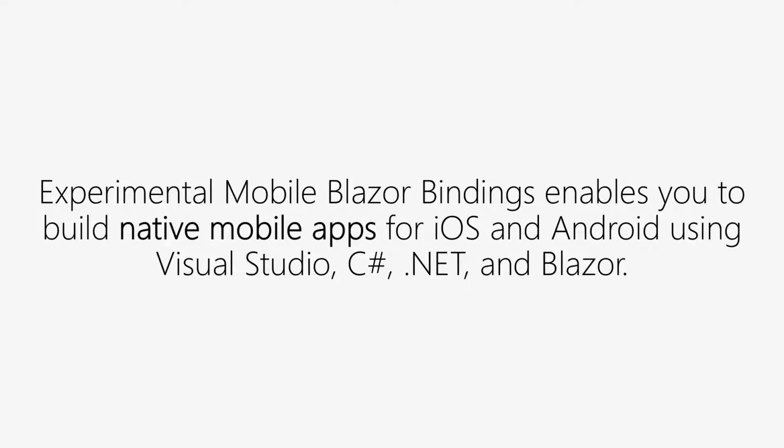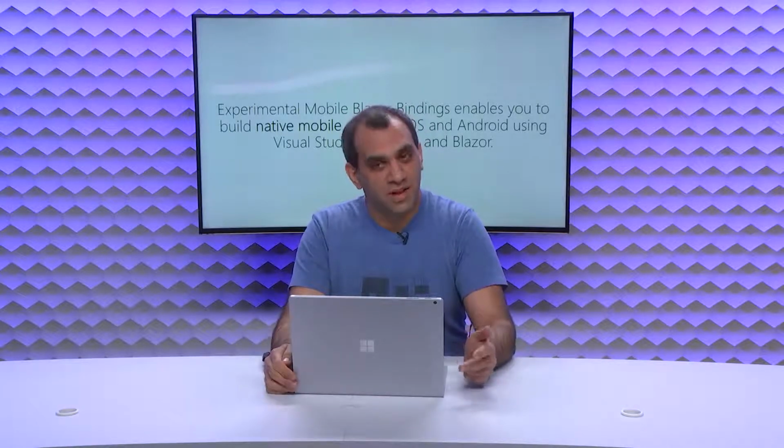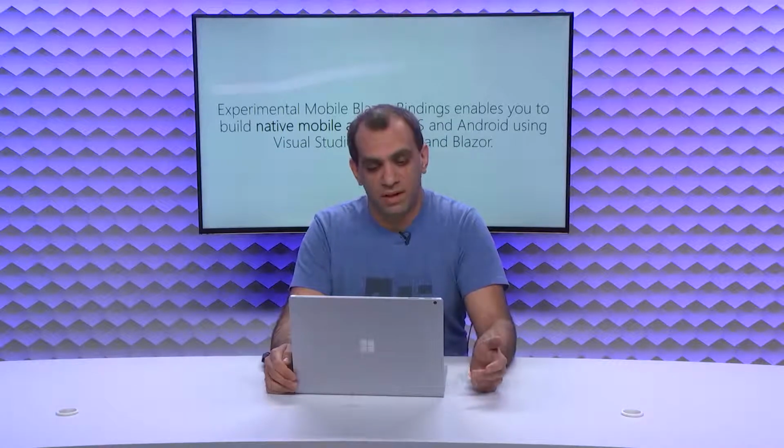So when we say experimental mobile Blazor bindings, what this does is you can use your favorite tools, that's Visual Studio, your favorite languages, that's C#, your favorite platform, that's .NET, and your favorite programming model, which is Blazor, and all of that to target iOS and Android native mobile apps. So why would we do this?